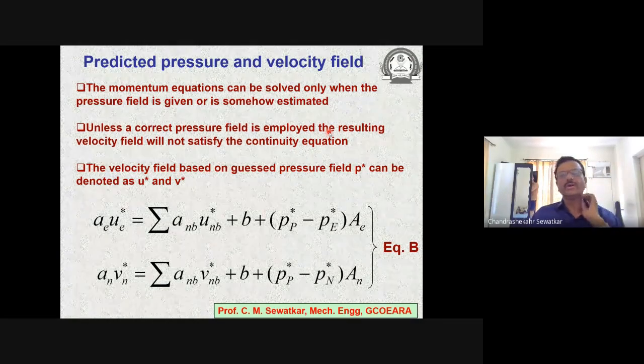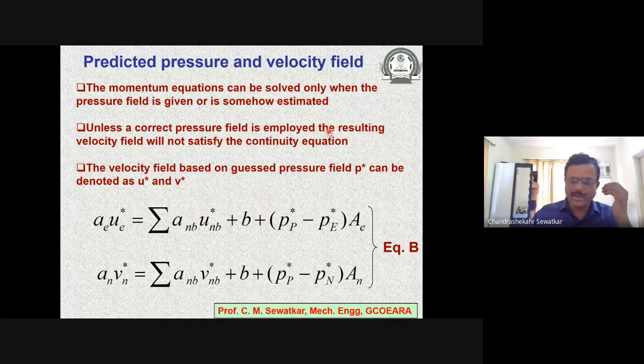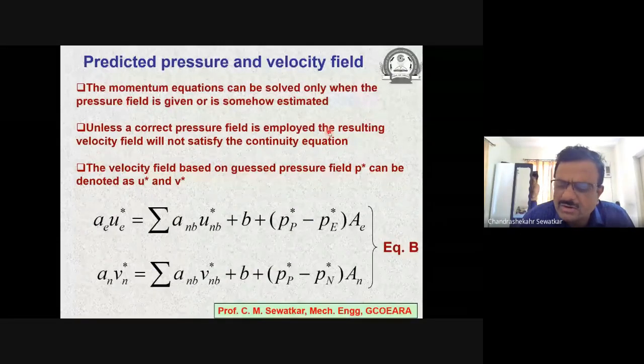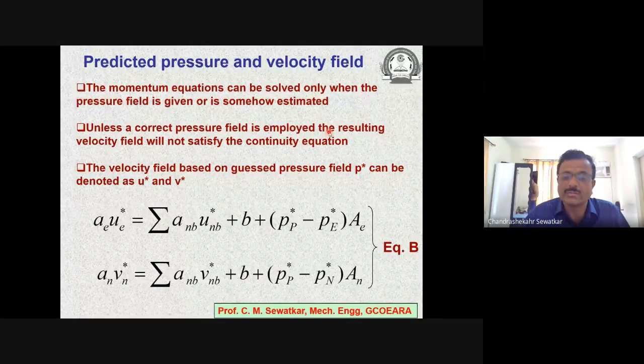So how do we guess the pressure? If my guessed pressure does not satisfy the continuity equation, what do we do? What can be done? And that's what we are going to understand. The velocity field based on the guess pressure P star can be denoted as U star and V star.